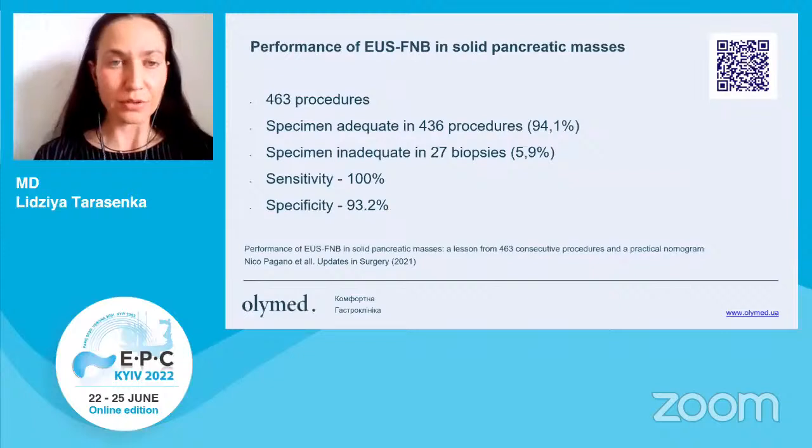Usually when you search for papers on that topic, you find something like this. For example, retrospectively, we identified more than 463 procedures. Diagnostic specimens were adequate in 94%, and only 6% of biopsies provided insufficient samples. Sensitivity is great, 100%, specificity 93%. And yes, the use of biopsy needle did not improve sample adequacy, FNB versus FNA.